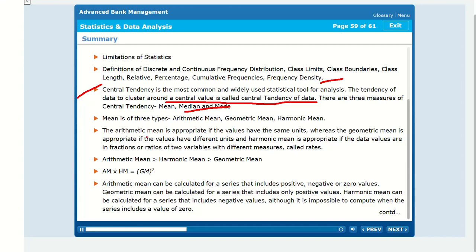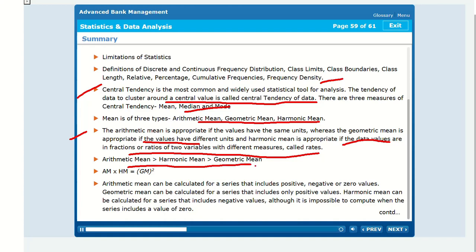Mean is of three types: arithmetic mean, geometric mean, harmonic mean. The arithmetic mean is appropriate if the values have the same units, whereas the geometric mean is appropriate if the values have different units, and harmonic mean is appropriate if the data values are in fractions or ratios of two variables with different measures, called rates. Arithmetic mean is greater than geometric mean, which is greater than harmonic mean. AM times HM equals GM squared.